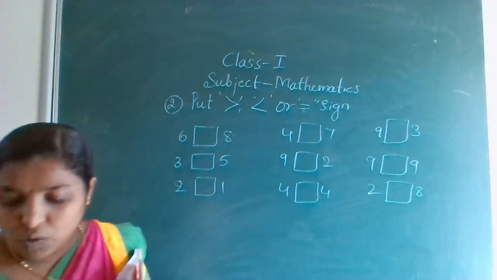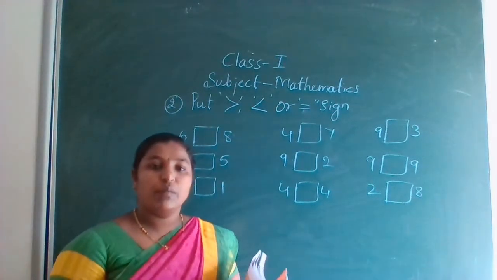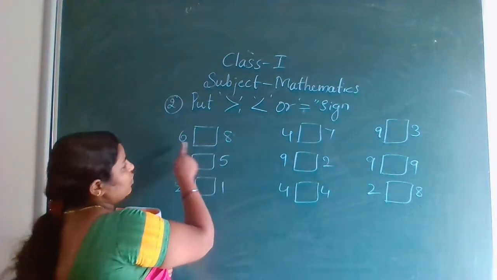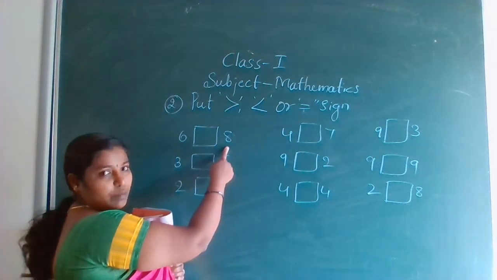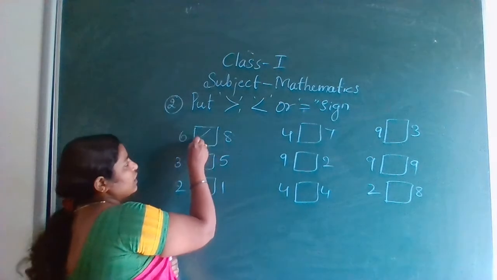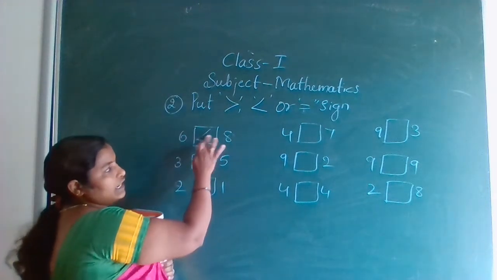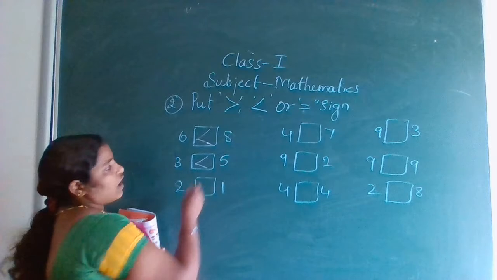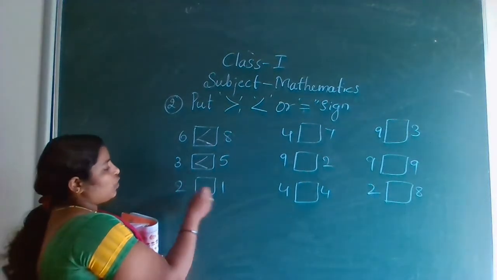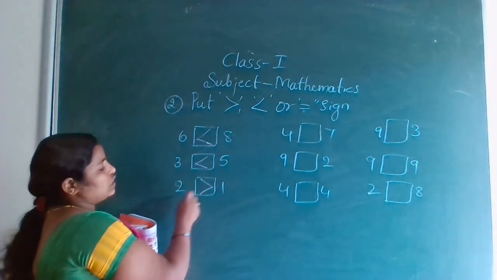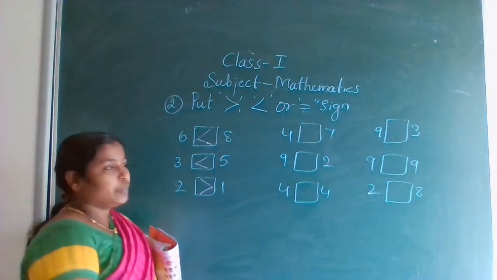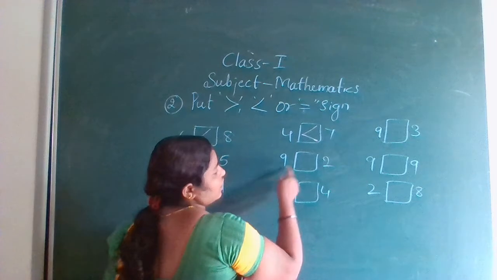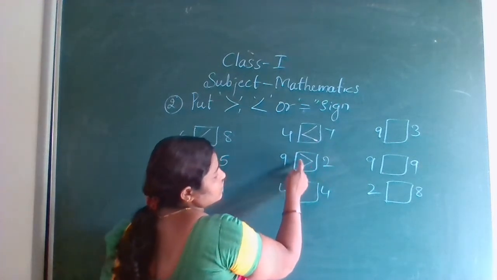So you are now very perfect to identify the biggest number and the smallest number. Just see the first problem, 6 and 8. Which is the biggest? 8 is the biggest. So this side it should be open. 3, 5. 5 is the biggest. 2 and 1. 2 is bigger than 1. 4 and 7. This side open. 9 and 2. This side should open.